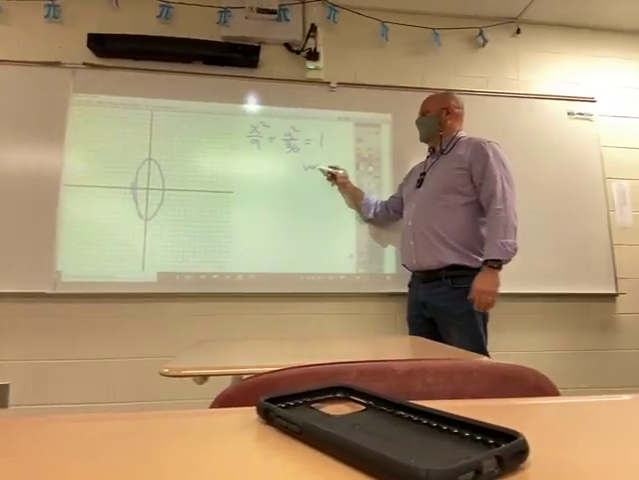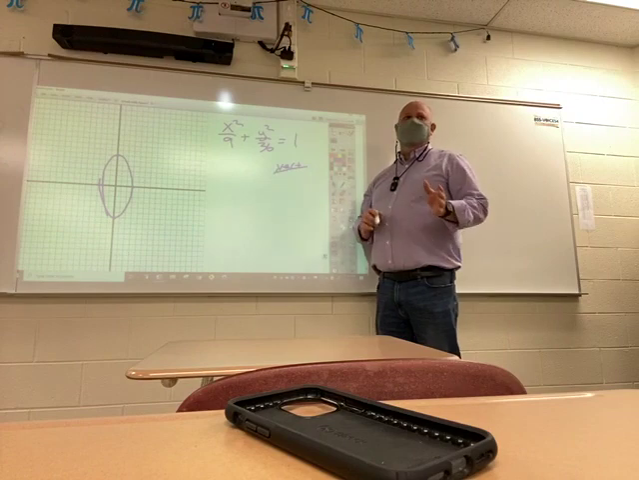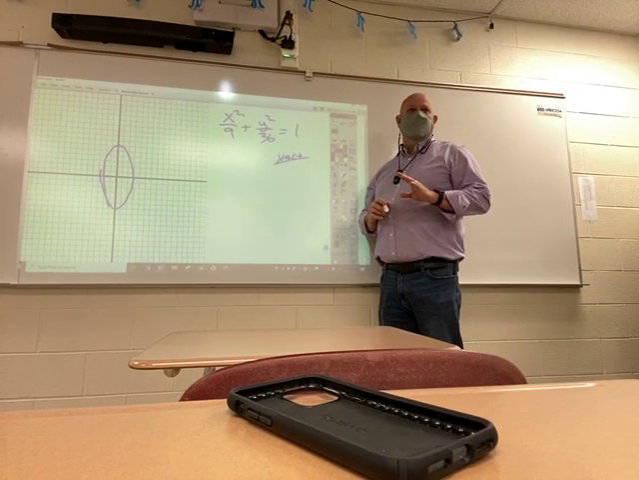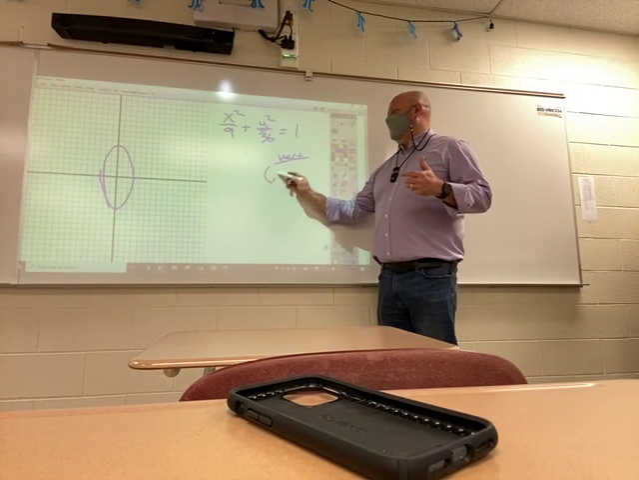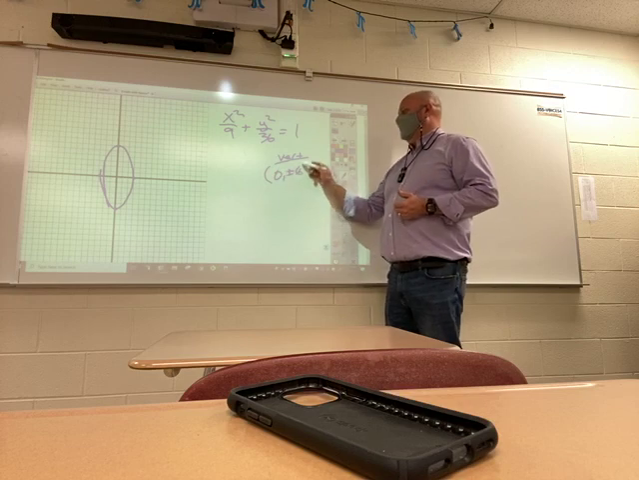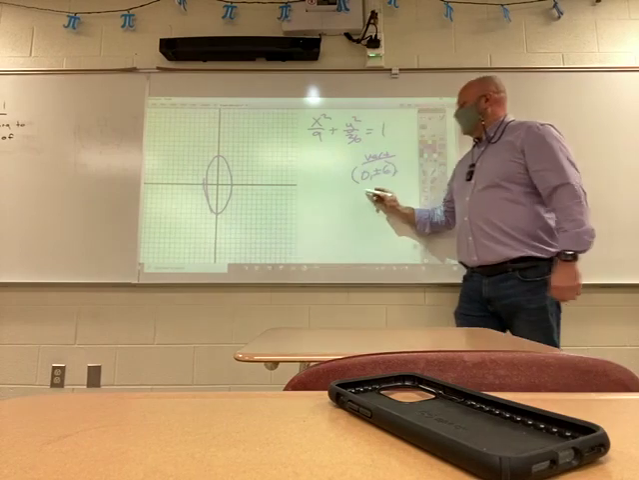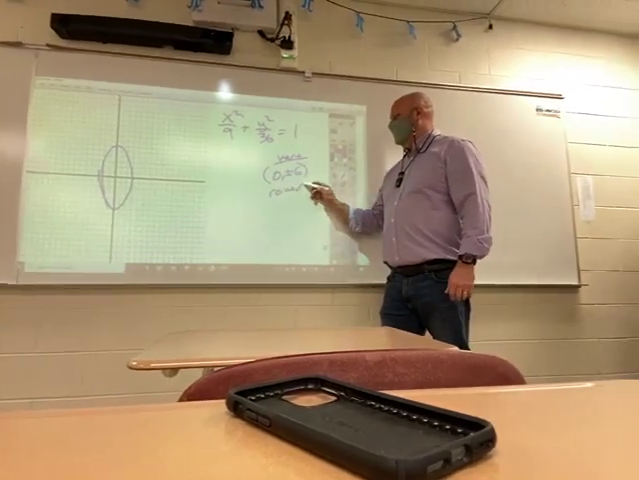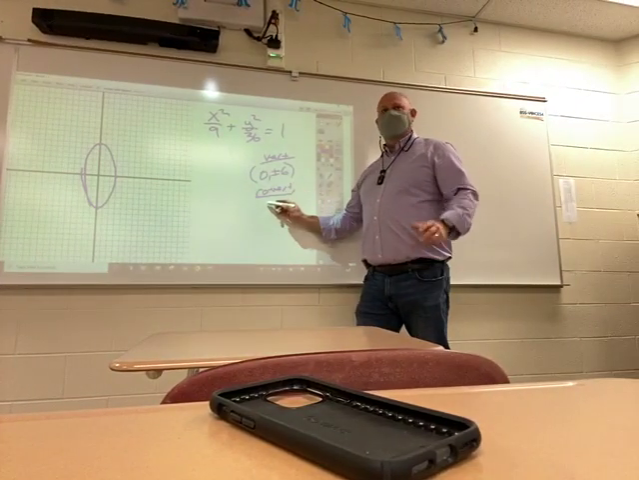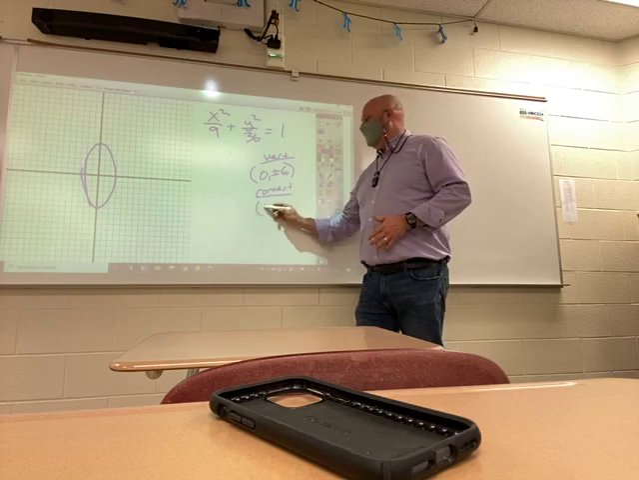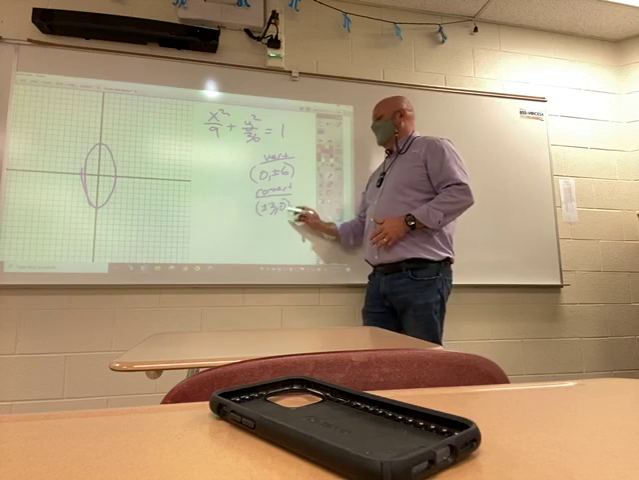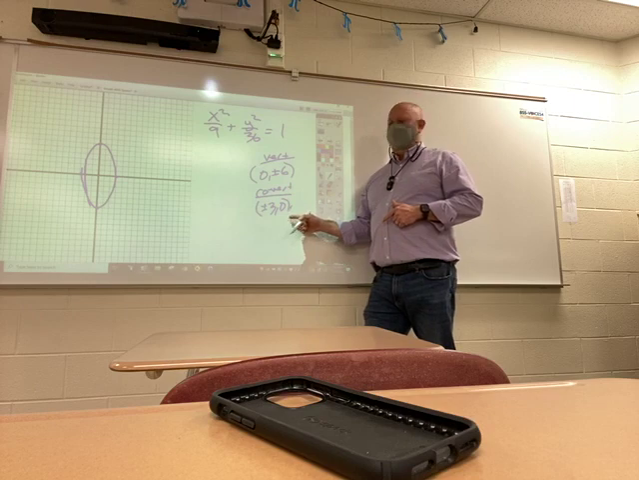Would the vertices still be the 6s or would they be the 3s? There'd still be the 6s. The only difference is it'd be 0 plus and minus 6, because now those points are up and down instead of right and left. My co-vertices would still be the 3s, but now it would be plus and minus 3, 0 instead of 0, 3, right?